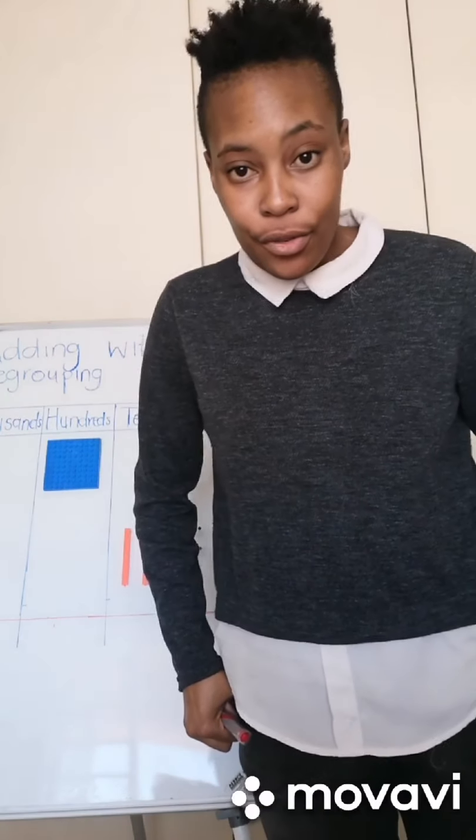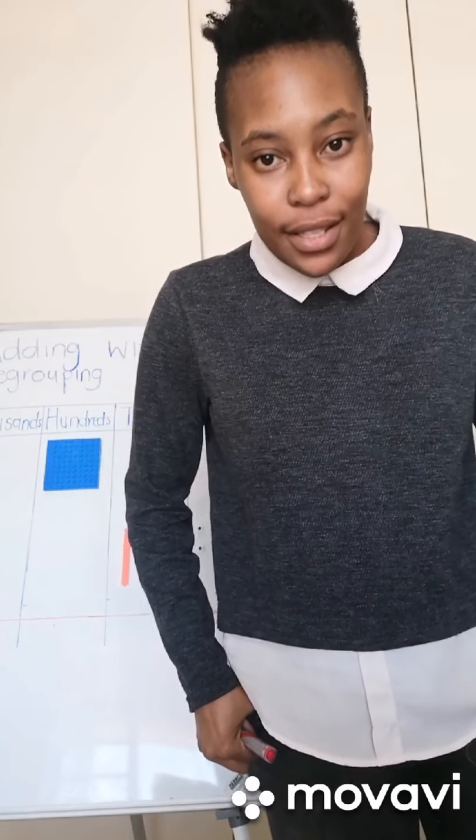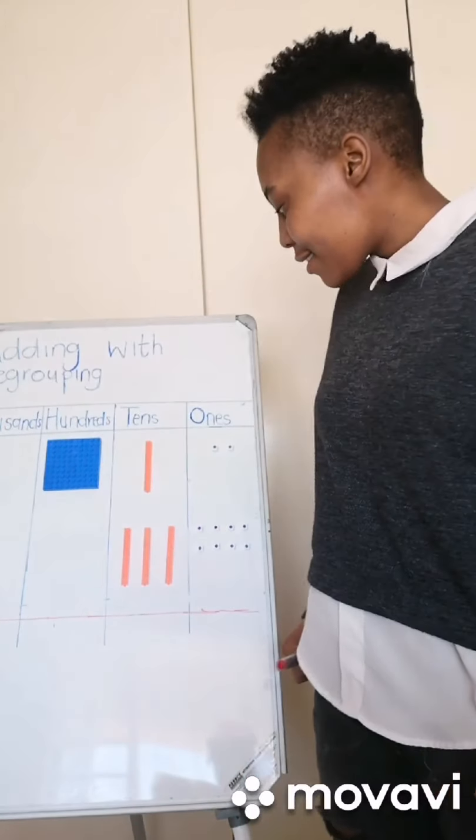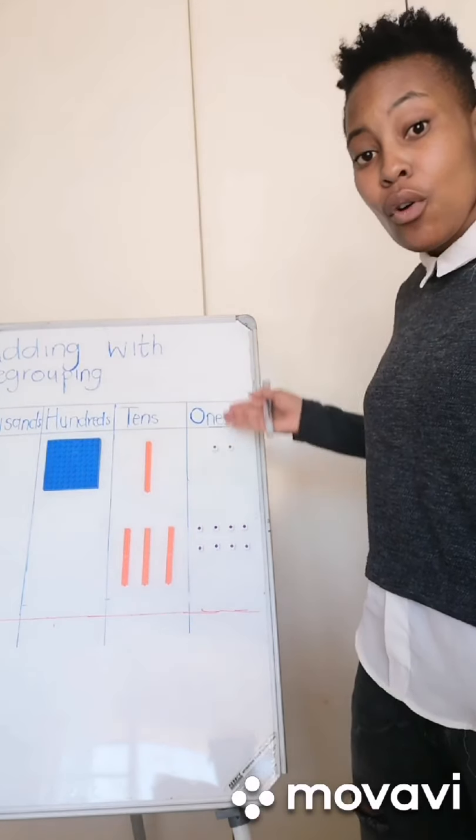This is the first thing that you do when you're adding. You do a place value table. The second thing that you do is start adding from your ones.